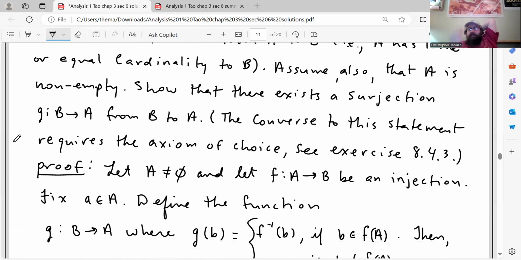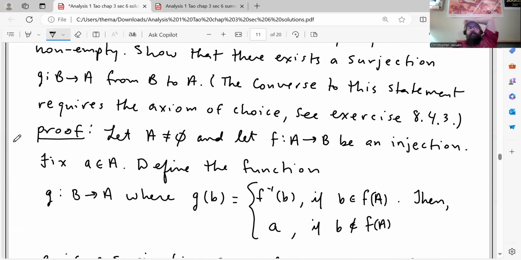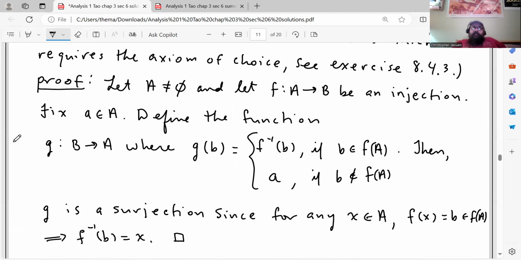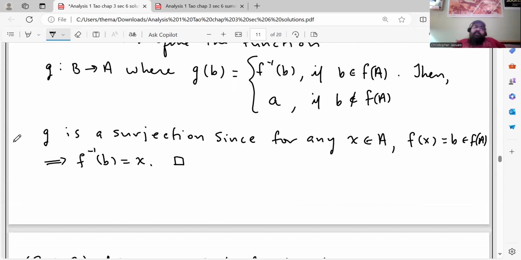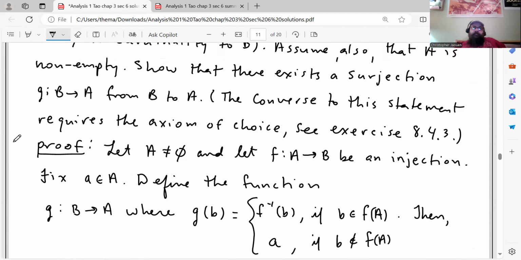So here's the proof. Let A be non-empty and let f from A to B be an injection. Fix a in A. Define the function g from B to A, where g(b) is defined to be f inverse of b if b is in the forward image of A under f, and it's equal to a if b is not in the forward image of A under f. Then g is a surjection, since for any x in A, f(x) equals b, which is an element of the forward image of A under f, which implies that f inverse of b is x. All right, so that's surjection.